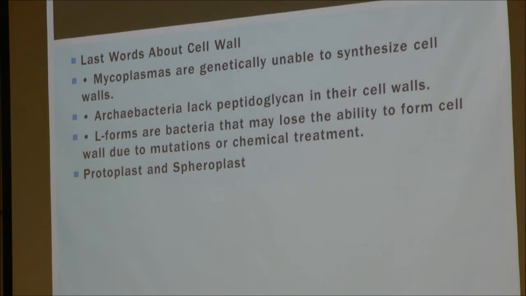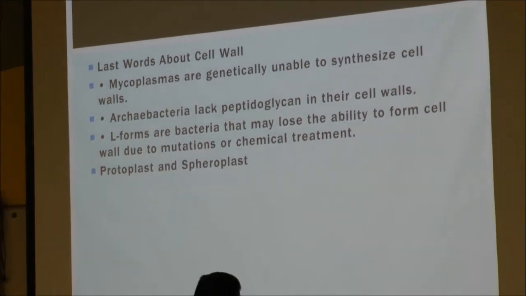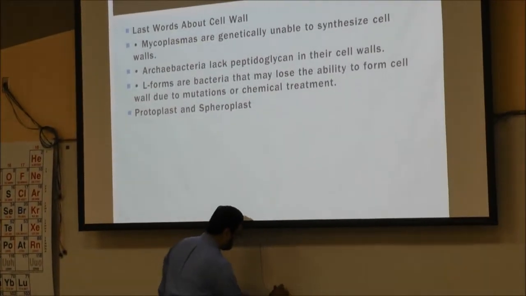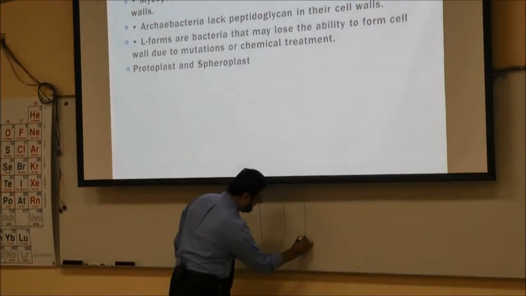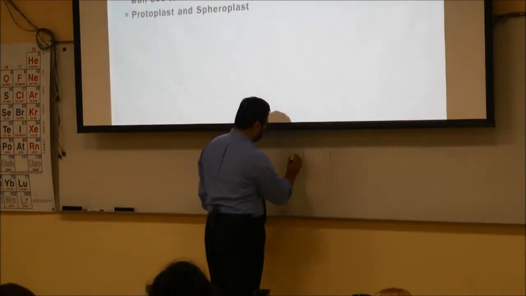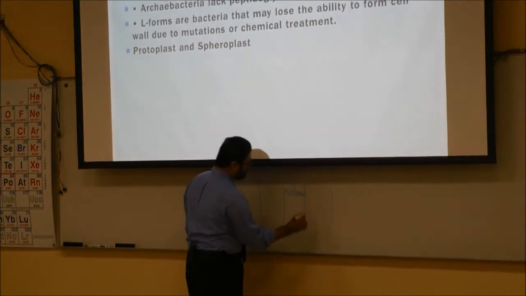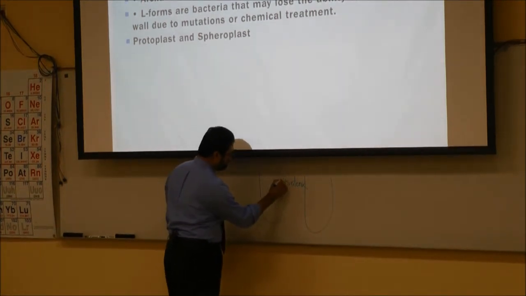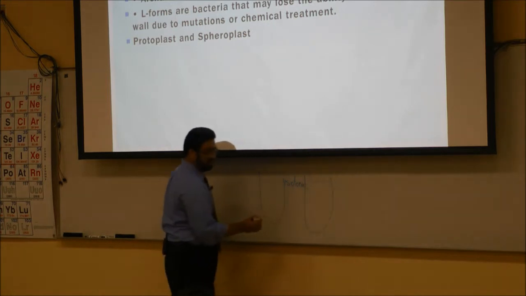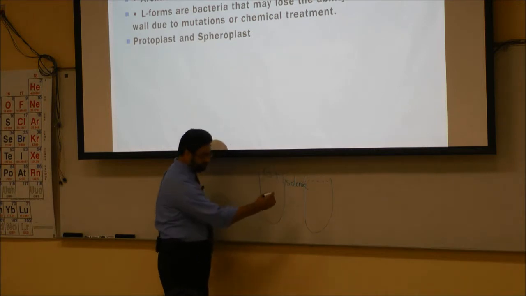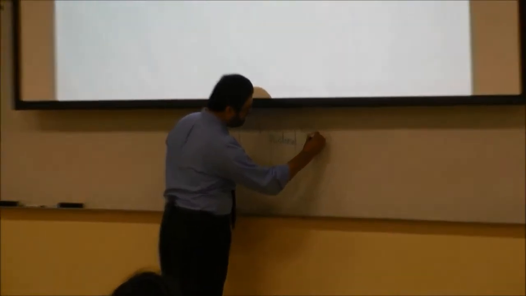Protoplast and spheroplast, what are they? They are made in lab for research purposes. How? First, you need an environment which is isotonic. So, isotonic solution in both tubes. In one of the tubes we are going to place a gram-positive bacterium. In the other one we are going to place a gram-negative bacterium.